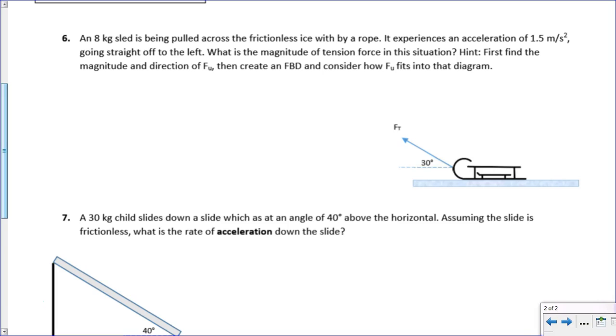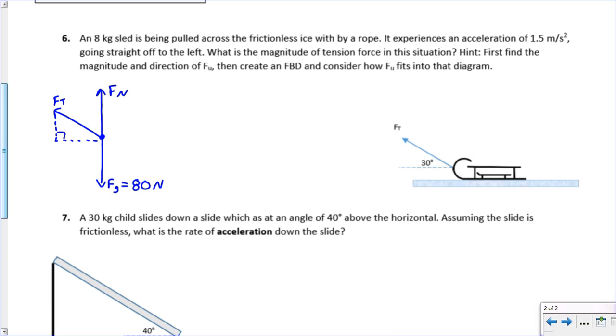For problem number 6, we've got a sled being pulled. Things that I know: it's accelerating at 1.5 meters per second squared. Also, I can make the force diagram for it, even though I don't have all the pieces yet. I know that Fg for this sled equals 80 newtons because it's an 8 kilogram sled. Other things I know, there's a normal force on it because it's sitting on a surface. And then we've got this tension force, which is going up this way. This is our Ft. And we're going to break that into components here.